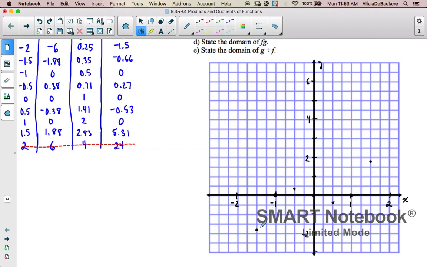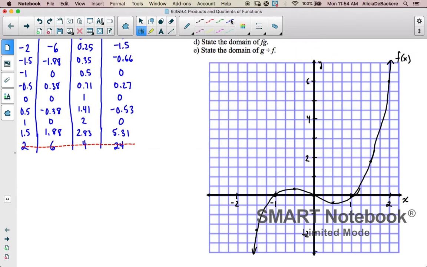All right, and this does look like a cubic graph. And here I can see I crossed it off my table, but I know that 2 goes through 6 here. All right, so there's my f of x.